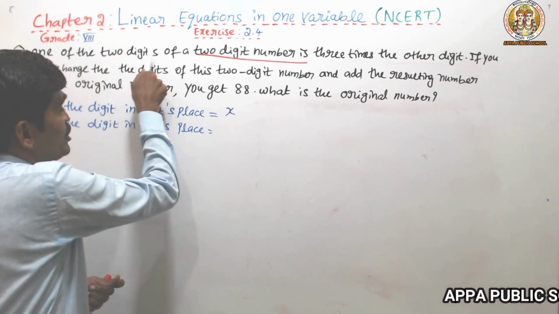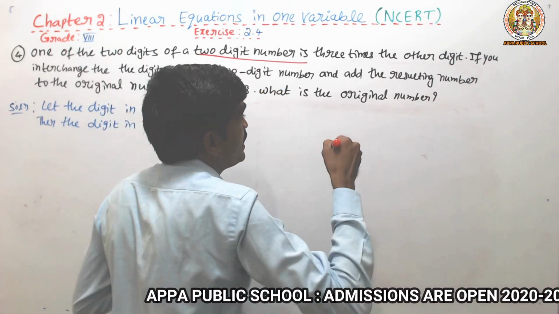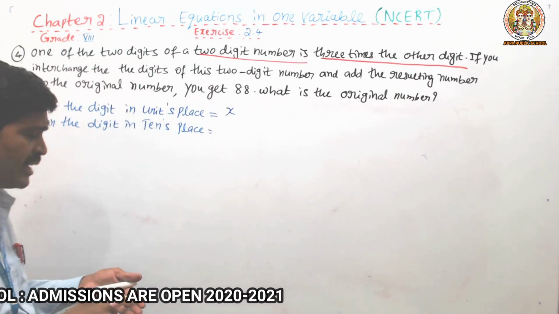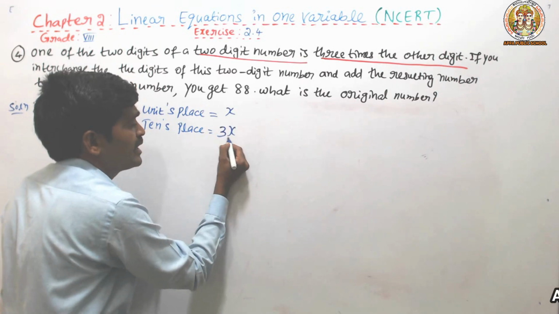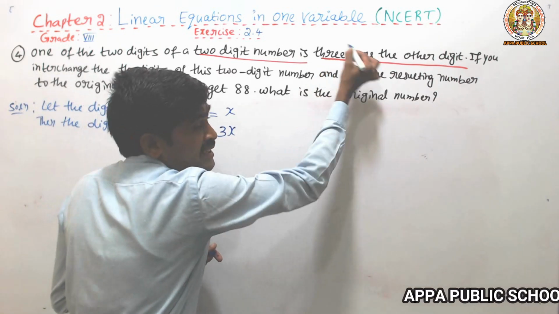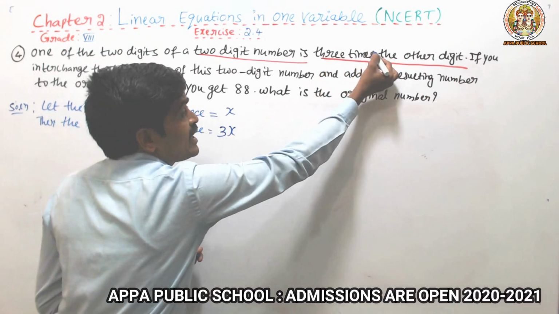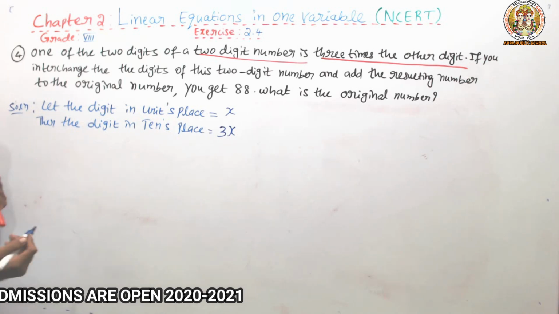One of the two digits of a two-digit number is 3 times the other digit. Then we have to take unit place as x, tens place should be 3x. Why did we take 3x? Because they told in the statement 3 times. Suppose they gave 4 times, we have to take 4x. Suppose they gave 10 times, we have to take 10x. Understood?